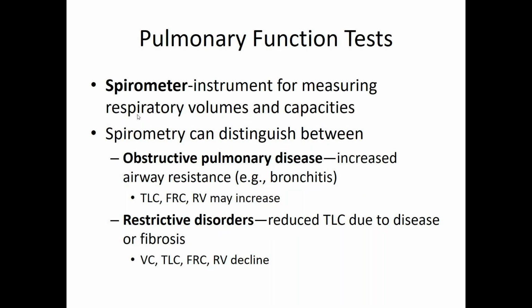We're going to use these capacities and volumes as part of various functional tests. And again, the instrument we use here is a spirometer. It's a relatively simple thing. It can be as simple as a tube connected to a little graduated cylinder with a plastic bead in it, or it can be a big fancy machine. In either event, it's just a tube you breathe into, and we have some mechanism for measuring the volume of air that moves through there.